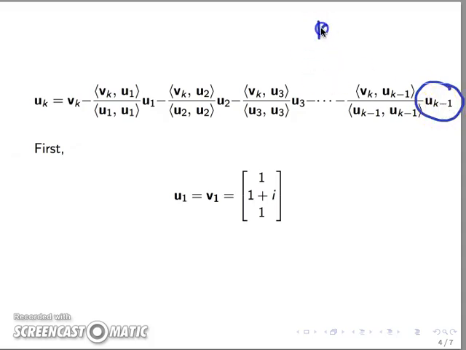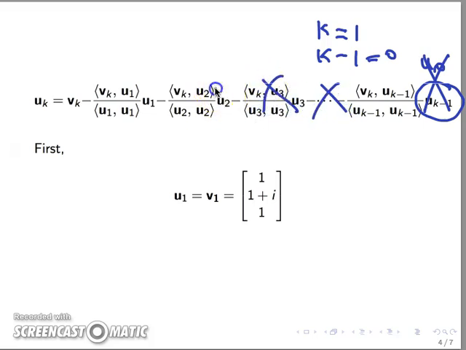So when k equals 1, then k minus 1 is 0, and there is no such thing as a u sub 0, right? So that tells us that this term is not going to be there, neither the previous one, nor this term. So the only term that will be there will be v sub 1. Okay, so u sub 1 is exactly equal to v sub 1, which in this case is the first vector in the original set.